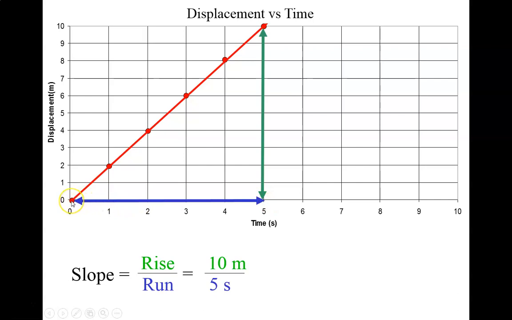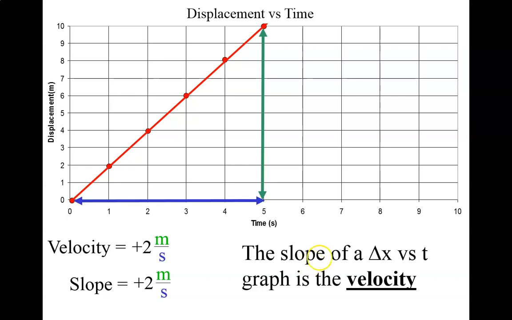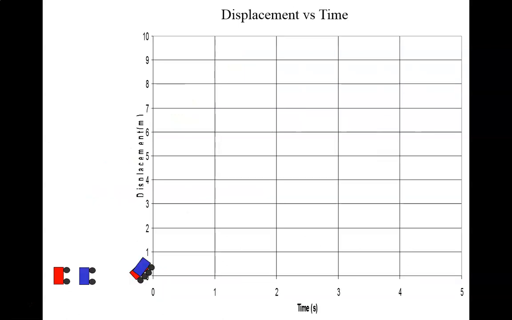So since we started at the origin 0, 0, it's just that. And if I divide that, I'm going to get 2 meters per second. 10 meters divided by 5 seconds gives me 2 meters per second, which we already saw, that number, 2 meters per second. So the velocity is 2 meters per second, positive, and the slope is positive 2 meters per second. That's not a coincidence. The slope of a displacement versus time graph is the velocity. That's another thing that's important that you know. The slope of a displacement versus time graph is the velocity.